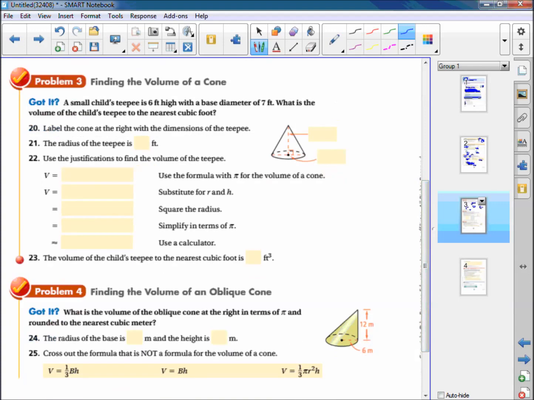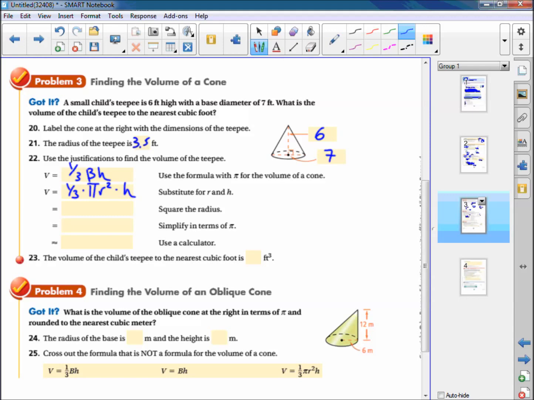All right, problem number 3, finding the volume of a cone. So a small child's teepee is 6 feet high. That's the height of the cone, with a base diameter of 7. So all the way across the circle on the bottom is 7. What is the volume of the child's teepee to the nearest cubic foot? So we've already labeled the cone, and then our radius is going to be 3.5 feet, halfway across, so only half of 7. All right, so let's start with our formula. 1/3 big B times h. And in this case, since it's a circular base, pi r squared goes in there. And then we'll substitute r and h in.